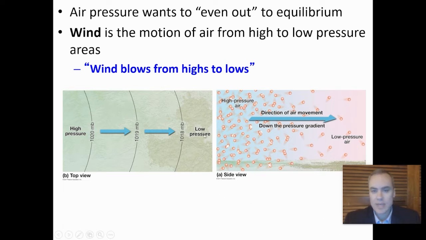On the left and the right, it's showing the same thing, just from two different angles, from a bird's eye view on the left and then a side view on the right. On the left, you see a high pressure area above 1020 millibars. And the blue line is the wind traveling down to a lower pressure. Wind blows from high to low. On the right, you see the same thing, a higher pressure area on the left and the wind blowing towards the low pressure area. Because again, nature wants to even out the air pressure across space.